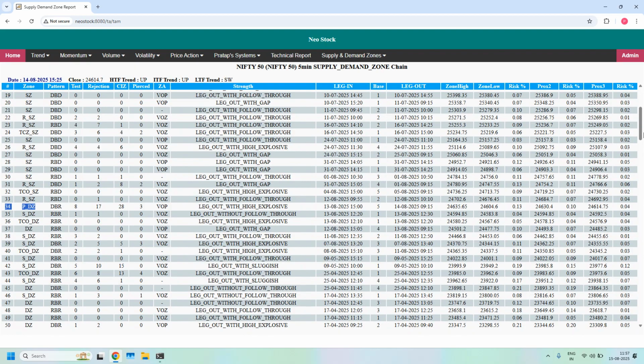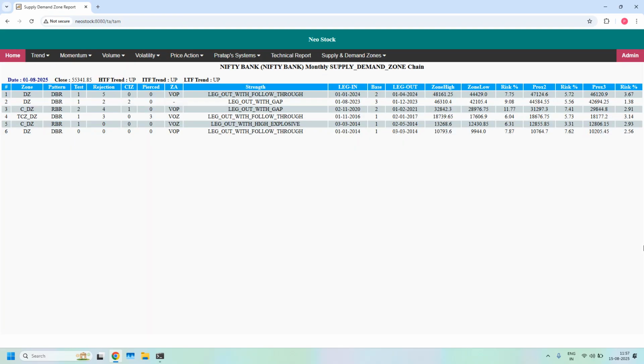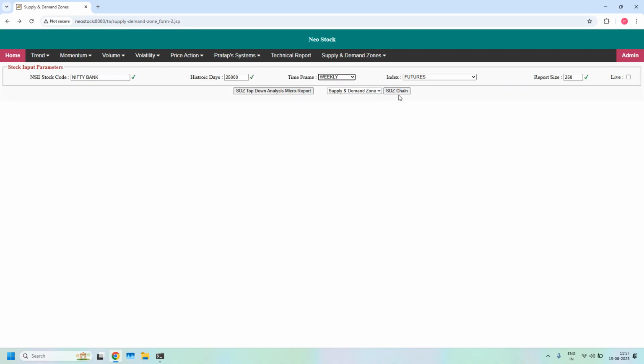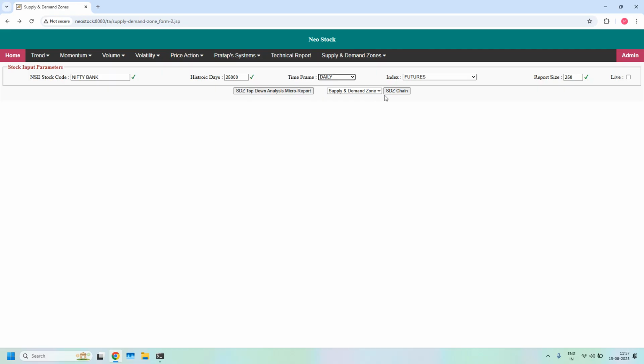Okay, this is about Nifty supply demand zone chain generation. Next, I will generate Bank Nifty supply demand zone chain, changing the name to Nifty Bank. That is nothing but Bank Nifty. Generating monthly supply demand zone chain for Bank Nifty. Next, generating a weekly supply demand zone chain for Bank Nifty. Next, generating daily supply demand zone chain for Bank Nifty.